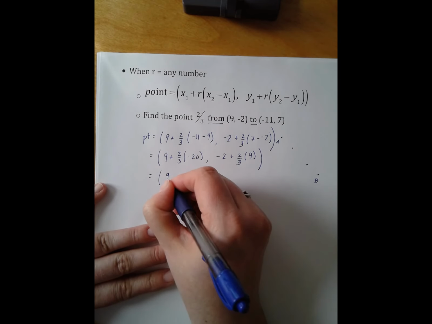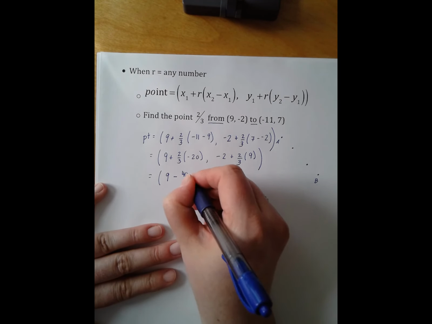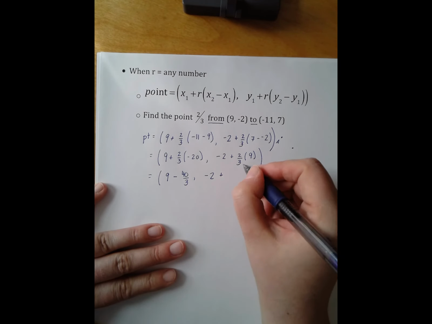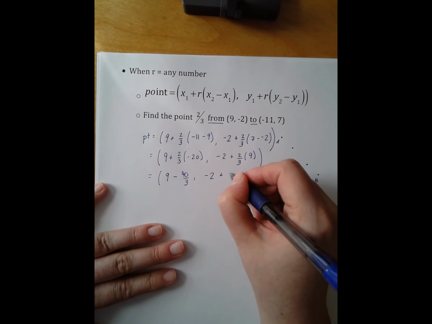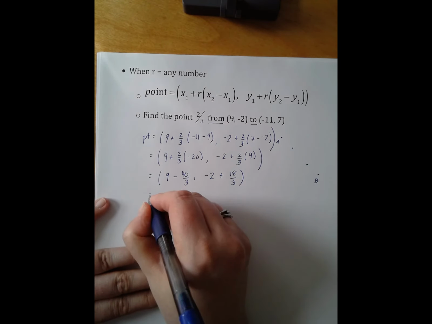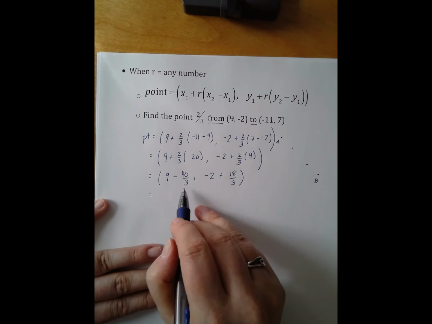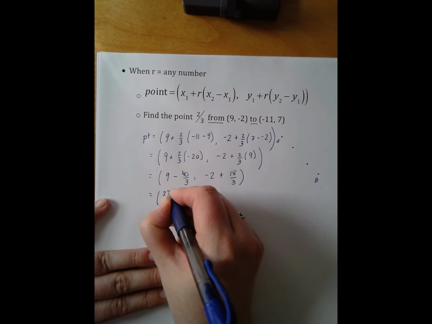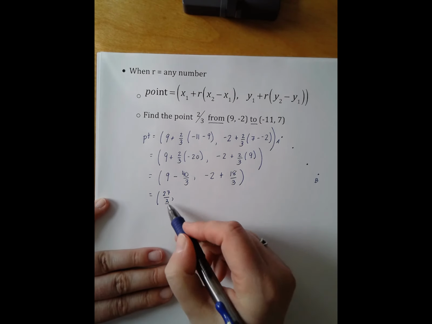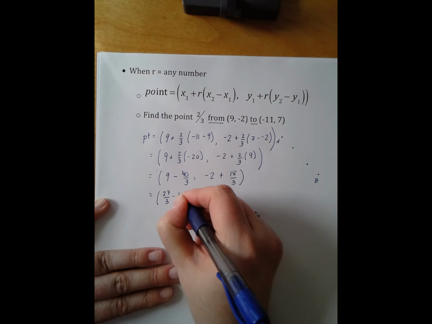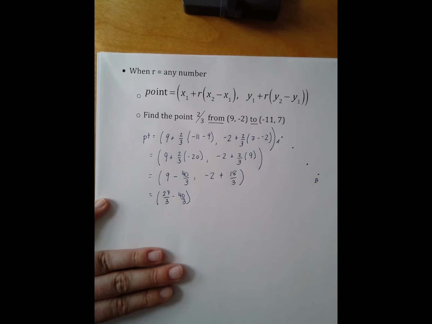Keep simplifying. 9 minus 40/3. Negative 2 plus 18/3. Here, I can't simplify 40/3, so I'm going to find a common denominator, which means I end up with 27/3, because that simplifies to be 9. And I am subtracting from there 40/3.